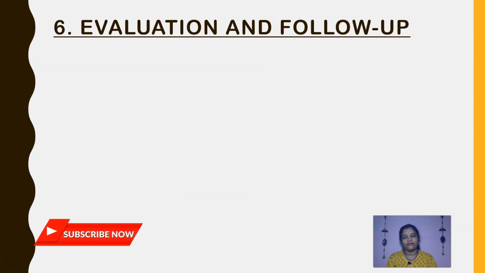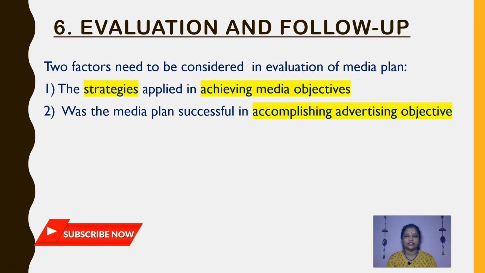Then the last step is the evaluation and follow-up. The two factors which need to be considered are what kind of strategies we apply in achieving our media objectives. The media objectives could be how many people are reading The Hindu newspaper and how many of them are actually going through the advertisement of the 2 cars that have been advertised. That's number 1. Second, out of those people who have read the ad, are they going to consider the offers I'm going to give them? Are they really going to come for the test drive? Are they going to buy? These are various strategies and these have to be kept in mind when you are planning the media objectives. Similarly, how far is the media plan successful in accomplishing the advertising objective? Is it to inform the customer, or to remind him, or to persuade him to buy? What is the advertising objective that has to be achieved?